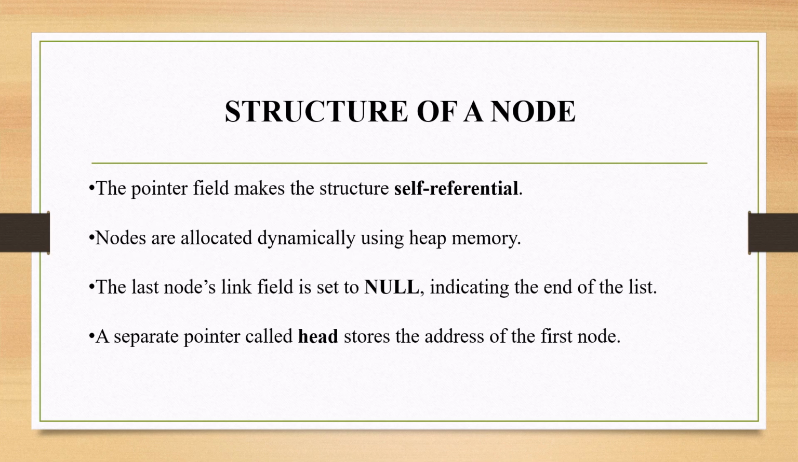Let's know more about the structure of the nodes. The pointer field makes the structure self-referential. Nodes are allocated dynamically using heap memory. The last node's link field is set to null, indicating the end of the list. A separate pointer called head stores the address of the first node.